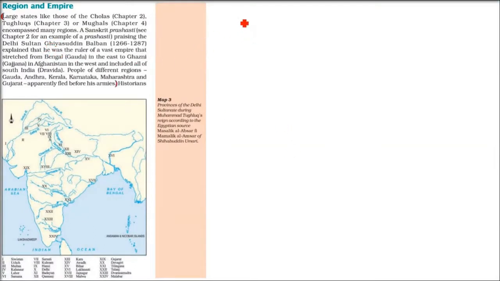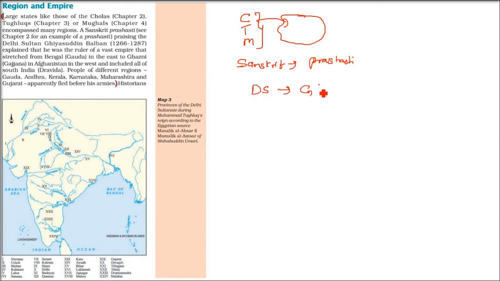Now in this time, we will be talking about all these in quite detail. Cholas, Tughlaqs, Mughals. All these we will be talking about in great detail, because they had a very big empire. I'll give an example. There is a Sanskrit Prashasti, and in this Prashasti, which is in praise of, it is being clearly written that the Delhi Sultan Ghiyasuddin Balban, please remember this name, this is being asked a number of times, had a vast empire.